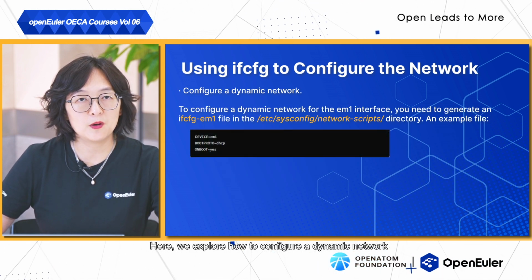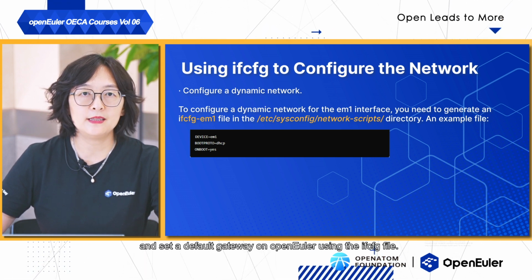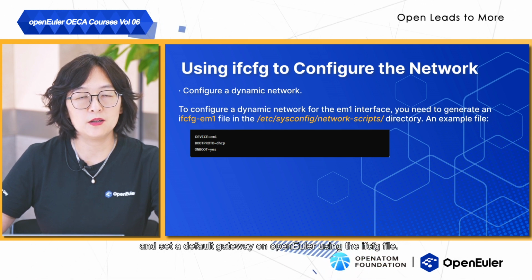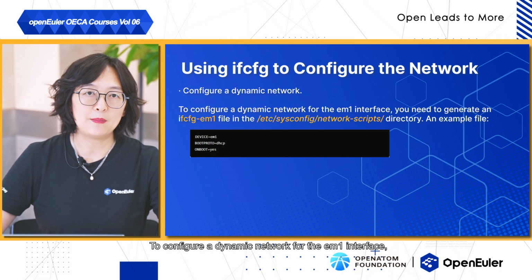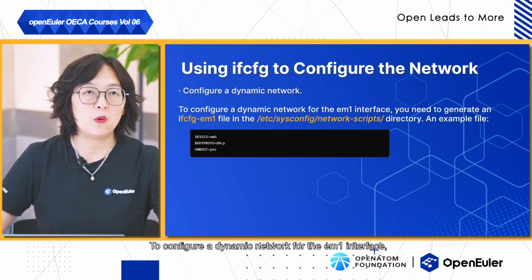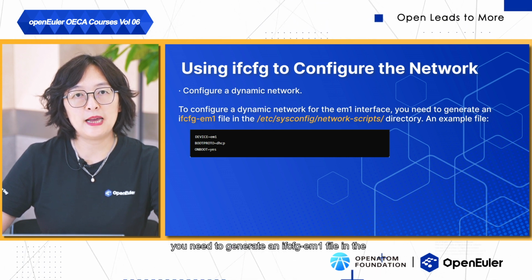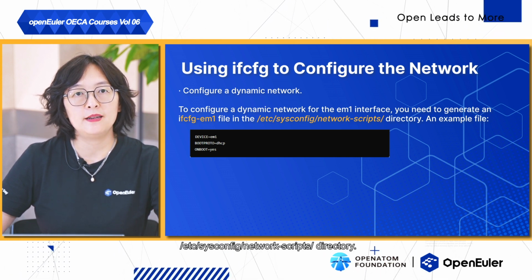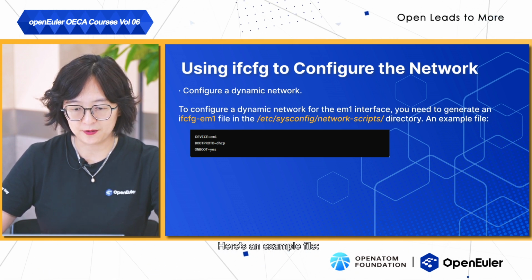Here, we explore how to configure a dynamic network and set a default gateway on openEuler using the ifcfg file. To configure a dynamic network for the em1 interface, you need to generate an ifcfg-em1 file in the network-scripts directory. Here is an example file.